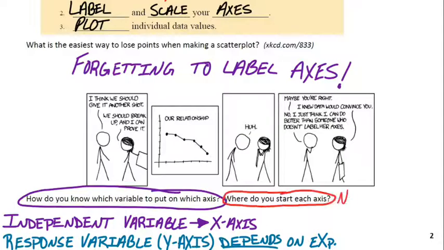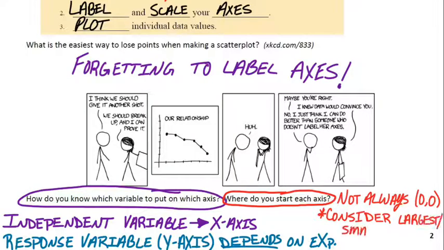And then where do you start each axis? Well, just like we looked at in the activity, it's not always at 0, 0, especially if you want to have a visually appealing graph that makes a lot of sense and illustrates the situation well. It doesn't have to start at 0, 0. A reasonable way to find where it should start and end is to look at the largest and smallest values and see how high and low you're going to go on each axis.